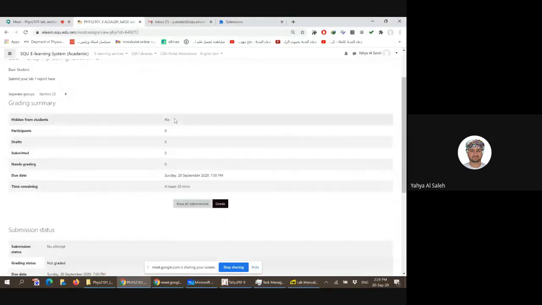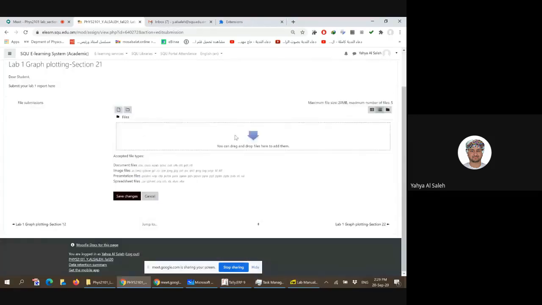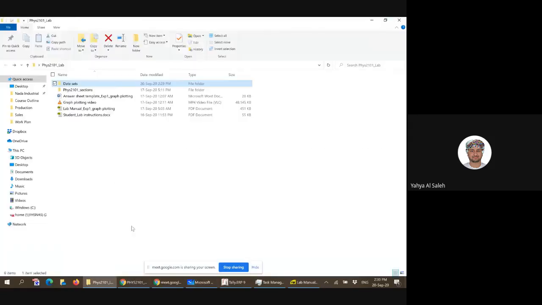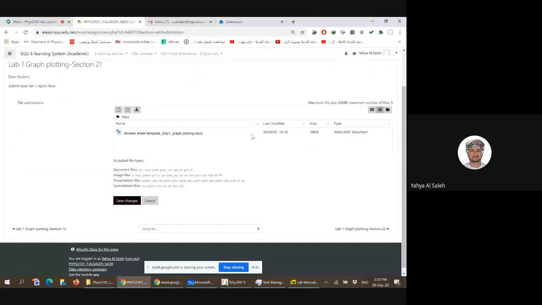So what you do is you have a button here at the bottom that says Add Submission. You click on Add Submission, and you simply drag and drop, or you choose the file. I will choose the drag and drop. I'll simply drag and drop this file here, and that's it. And then I will click on Save Changes.